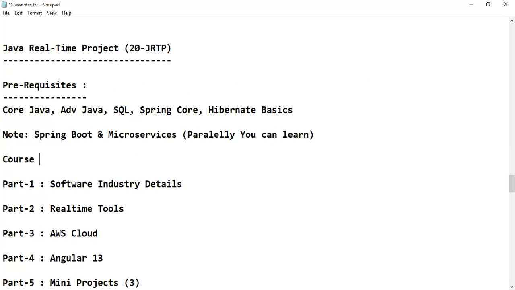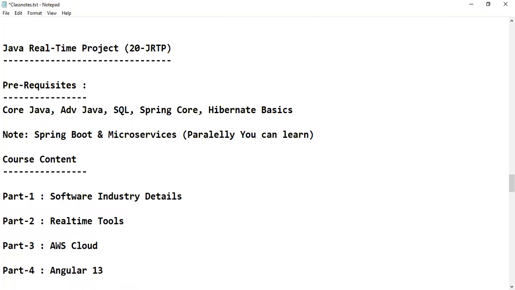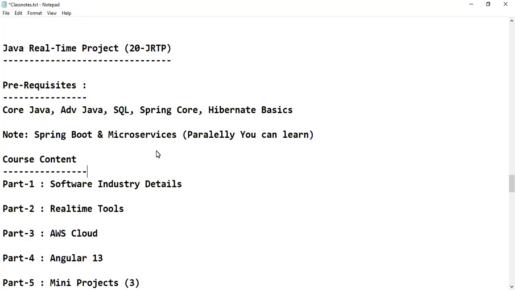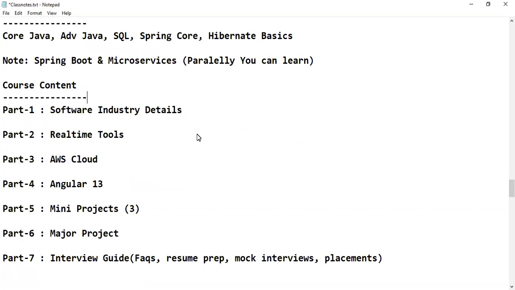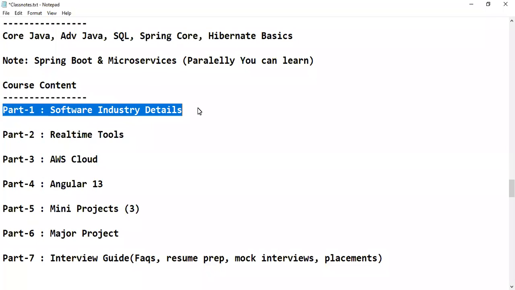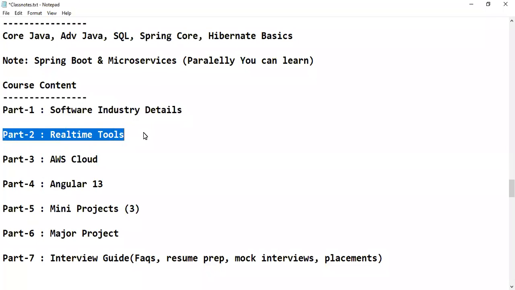Coming to course content. First, we are going to talk about the software industry. That means how many types of software companies are available, how many types of software jobs are available, and how many types of teams will be available in the project. All the details we are going to discuss from today, part 1. Once we understand the details about the software industry, then we will go for part 2, that is real-time tools.